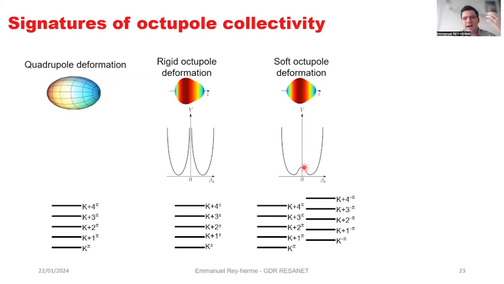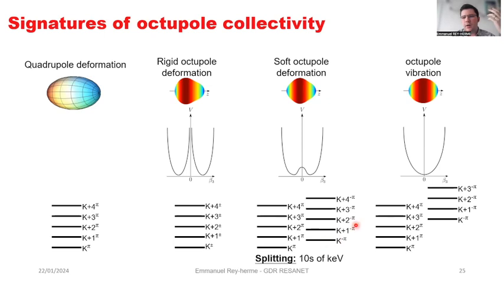And this has an effect to split the two parity levels here. And we don't have anymore one band, but we have two bands of opposite parity, but same band heads and same progression here. And typically the splittings between the two band heads here for odd mass nuclei in the actinide will be of the order of a few tenths of keV.